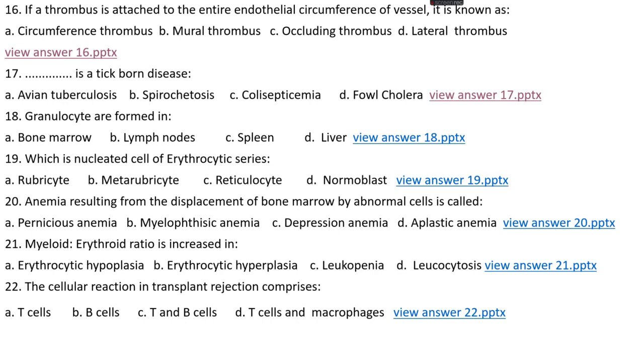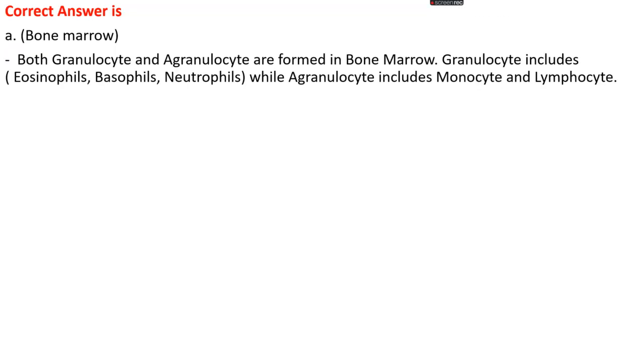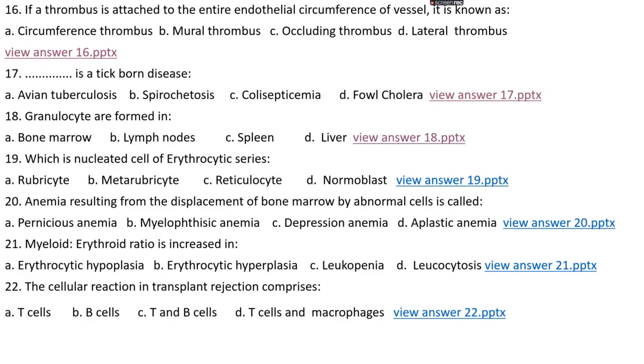Question number 18. Granulocytes are formed in option A, bone marrow, option B, lymph node, option C, spleen, option D, liver. The right answer is option A, that is bone marrow. Both granulocytes and agranulocytes are formed in bone marrow. Granulocytes include eosinophils, basophils, neutrophils, while agranulocytes include monocytes, lymphocytes, etc.